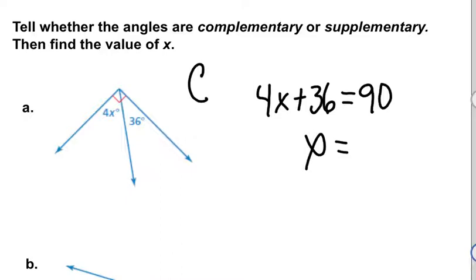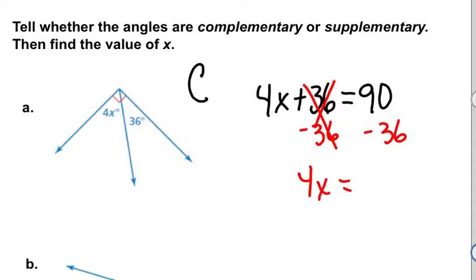Quickly, I'm going to drop that down so I can show what's going on. What's the first thing I'm going to have to do to be able to solve this? Subtract 36 from each side. Minus 36 from both sides. These two cancel. I have 4x equals 54.